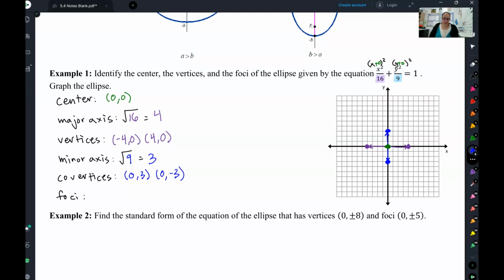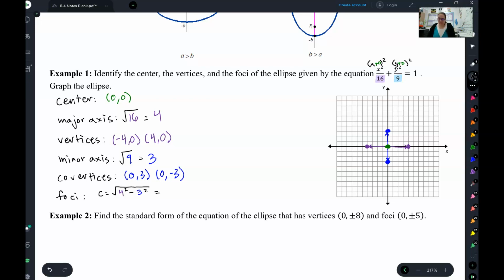So it looks like the last thing I need to find are my foci, and then I can graph it. So for the foci, we're going to use our c equation. And it's always the big one squared minus the little one squared. So my big axis, my major axis, was 4. So 4 squared minus the smaller one, the minor axis, squared, gives me the square root of 16 minus 9, which is the square root of 7. So my c is the square root of 7.